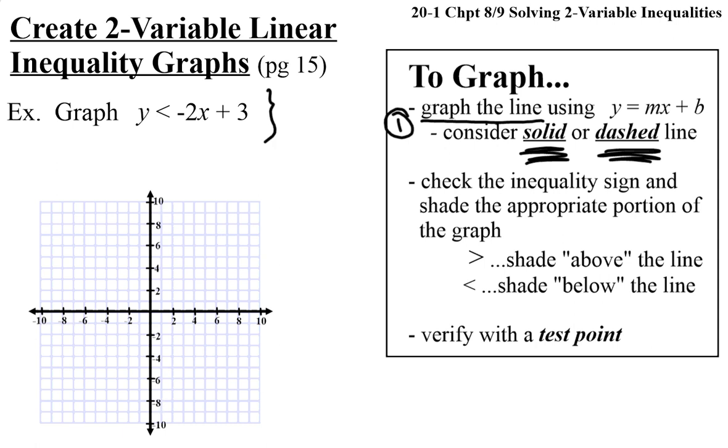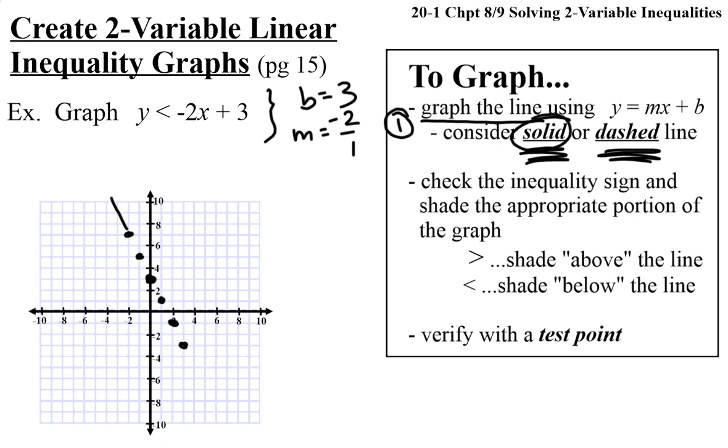So if I want to graph this, my y-intercept is 3. My slope is negative 2 over 1. So my y-intercept is 3. And my slope, negative 2 over 1, would be 2 down, 1 to the right, 2 down, 1 to the right, 2 down, 1 to the right, or 2 up, 1 to the left. So create your line.